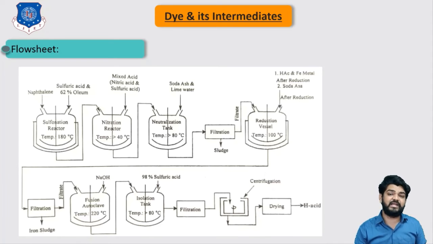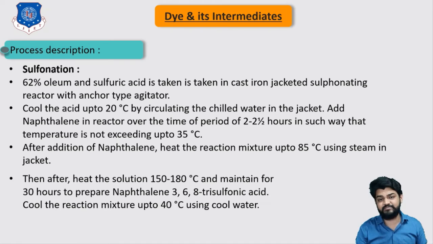Now let's quickly understand the process description for this process. The first step is sulfonation, which we understood in the previous flow sheet. In this sulfonation, 62% oleum and sulfuric acid are taken inside a tank made of cast iron. This tank has to be fitted with a jacketed sulfonating reactor, which also has an anchor type agitator. Then this acid is cooled to 20 degrees Celsius by circulating chilling water inside the jacket. And the naphthalene is added inside this reactor over a period of 2 to 2.5 hours.